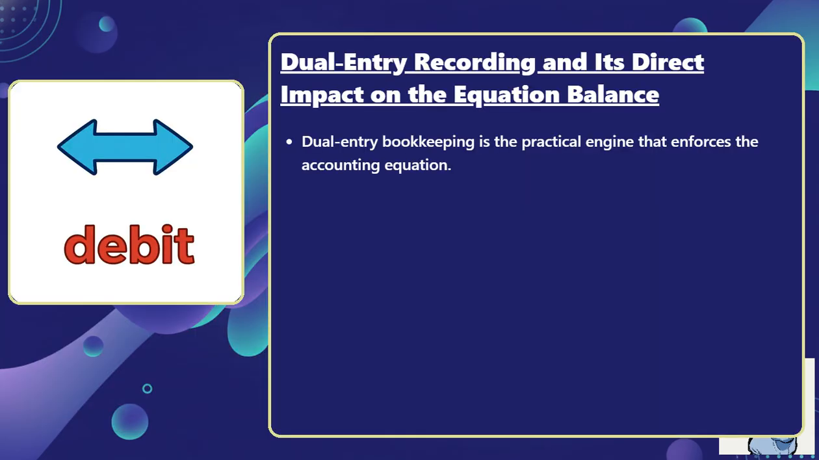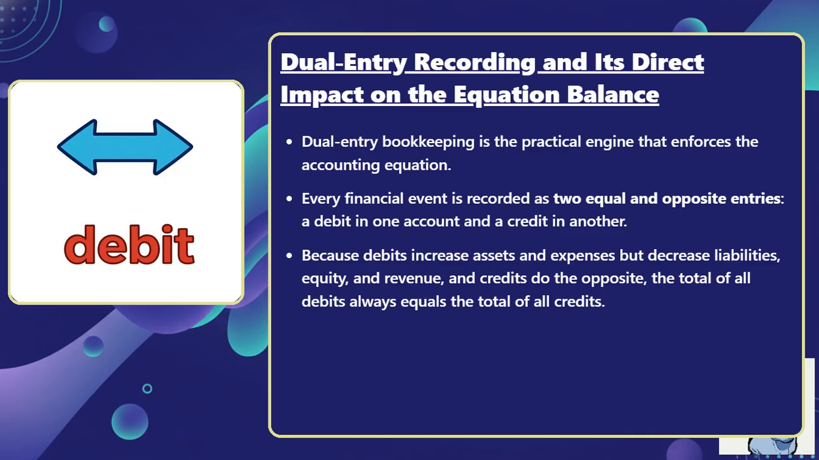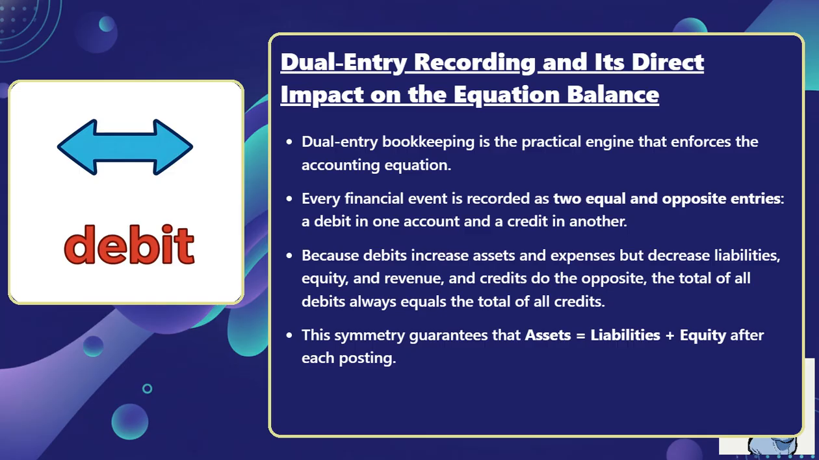Double-entry bookkeeping is the practical engine that enforces the accounting equation. Every financial event is recorded as two equal and opposite entries, a debit in one account and a credit in another. Because debits increase assets and expenses but decrease liabilities, equity, and revenue, and credits do the opposite, the total of all debits always equals the total of all credits. This symmetry guarantees that assets equals liabilities plus equity after each posting.